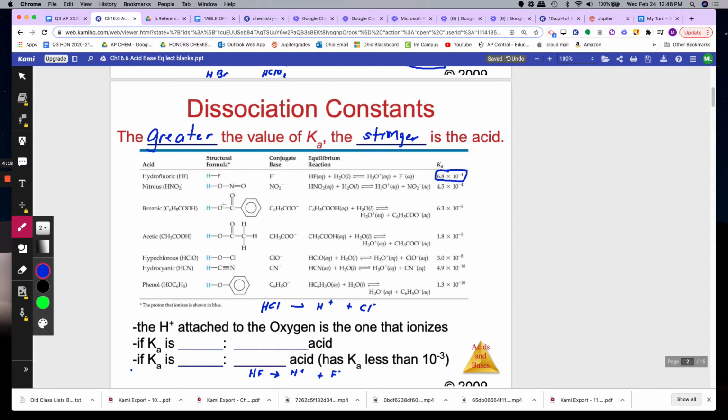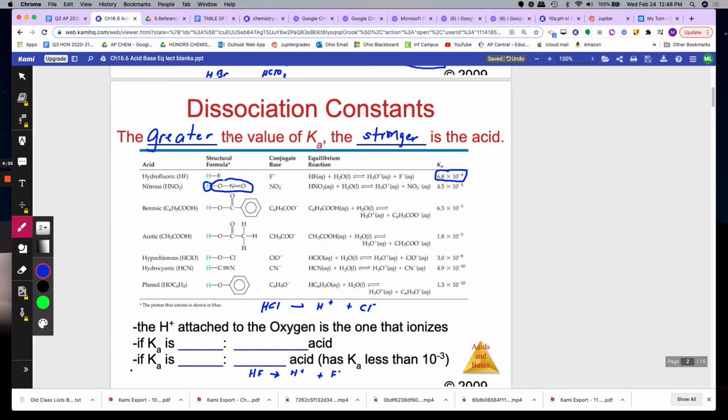Again, here are some examples of acids. This is a binary acid. If it has oxygens, or oxyacids, the H's are always dissociating from the O. And these are the Kas.